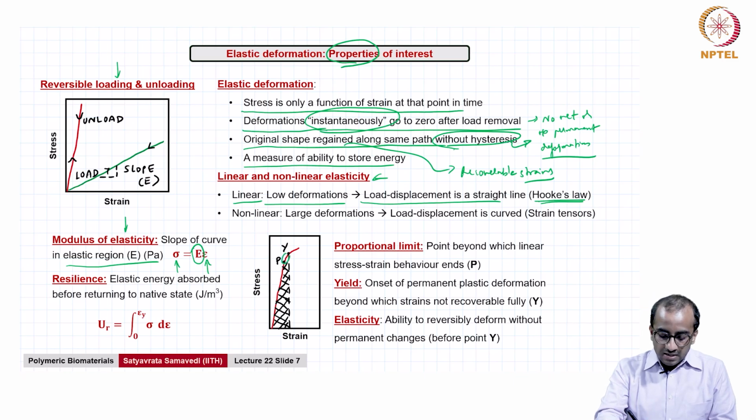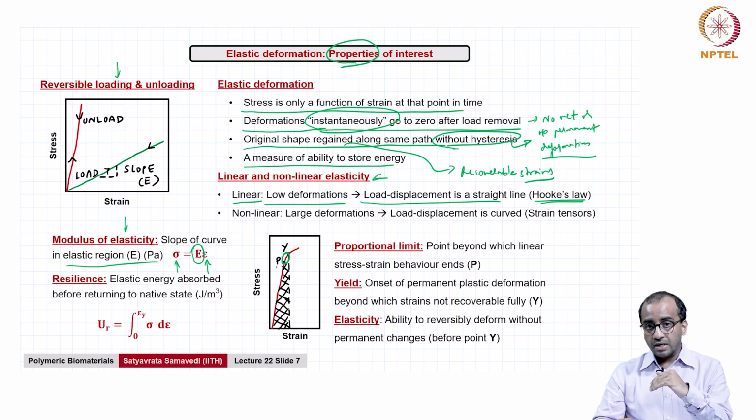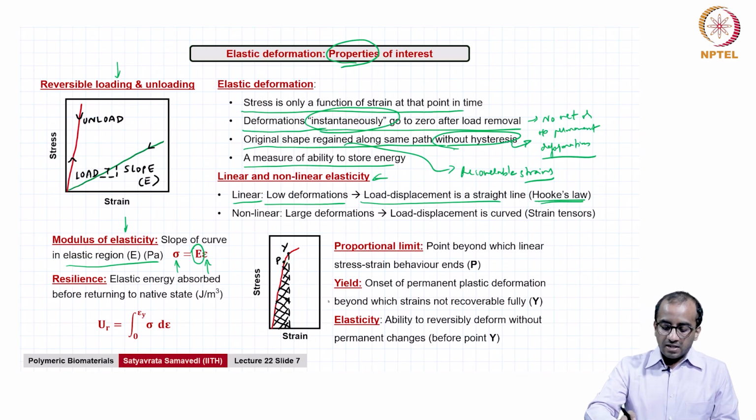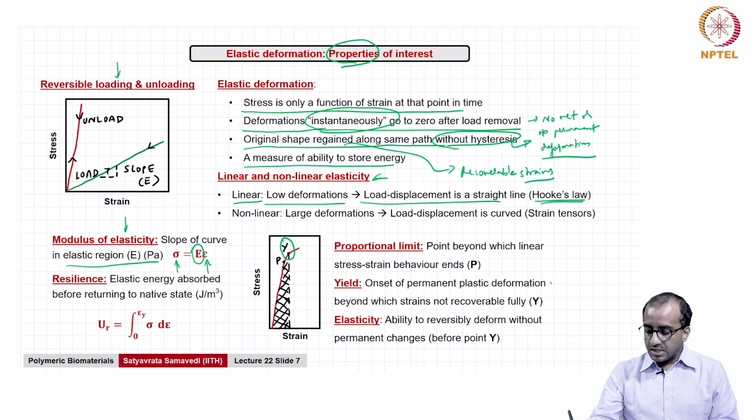This part is still the elastic regime, which means you go to that part, you can still recover your original shape, except the relationship between stress and strain is not linear. And then there is another transition point shown by Y here, which is yield, which is the start or the onset of permanent plastic deformation, beyond which the strains are not recoverable fully.